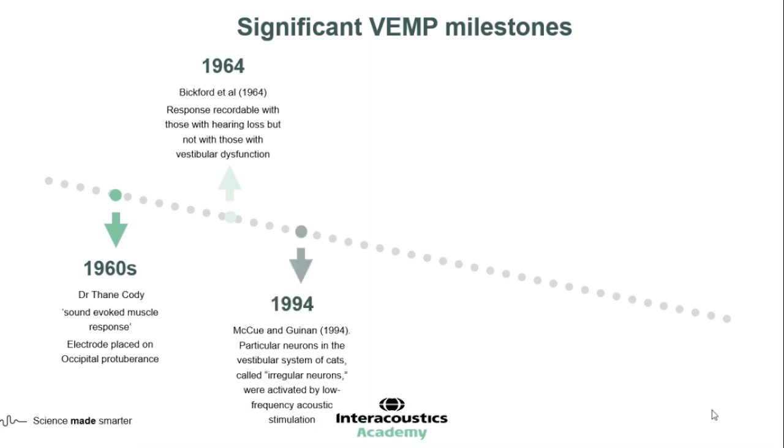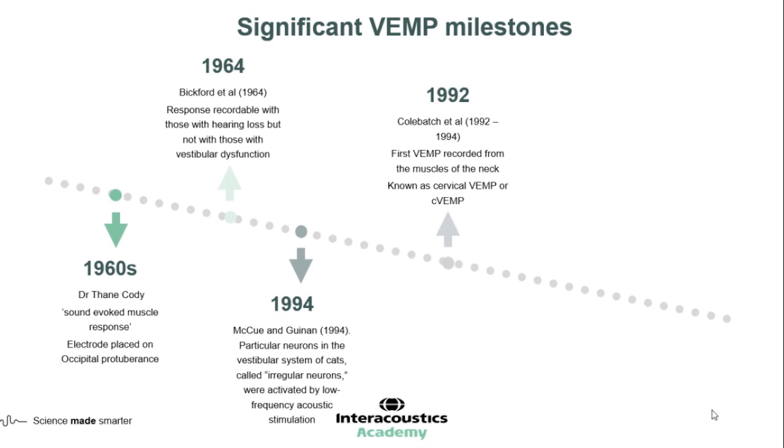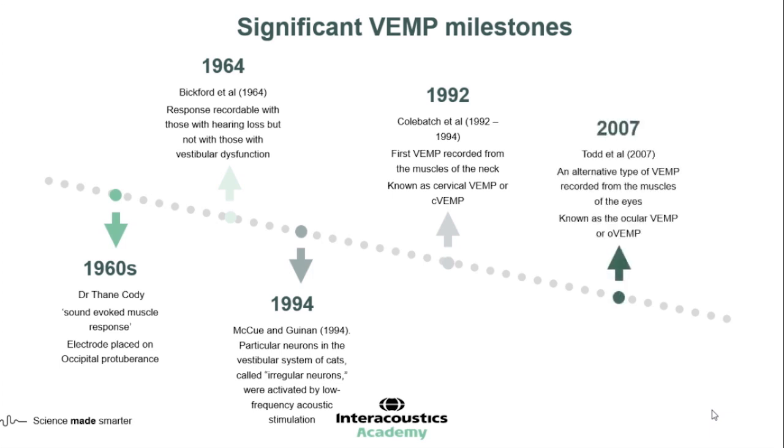In 1994, McCue and Guinan did experiments looking at irregular firing neurons in the vestibular system of cats, and deduced that they were activated much more consistently and reliably by low-frequency stimulation. Moving into the clinical field, around the same time James Colebatch was making the first VEMP recordings from the muscles of the neck. These were developed into what we call cervical VEMPs or cVEMPs, measured from the big muscle at the side of the neck, the sternocleidomastoid muscle, or SCM for short.